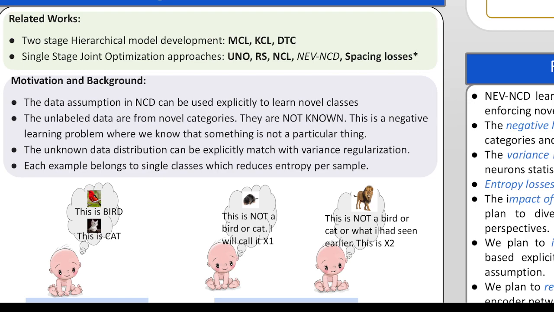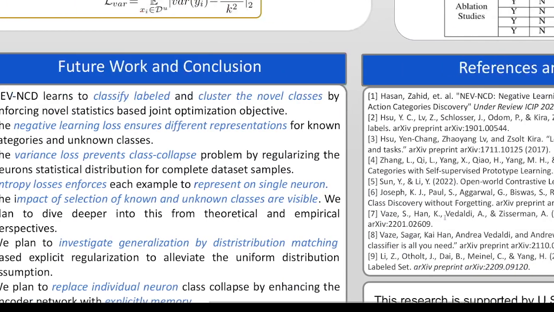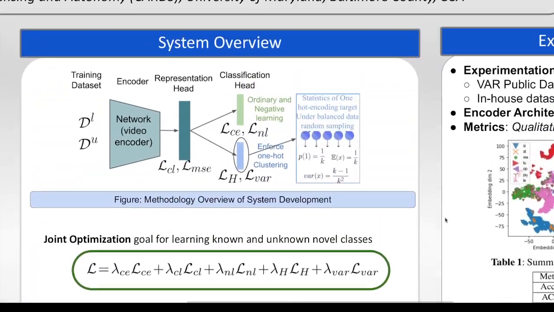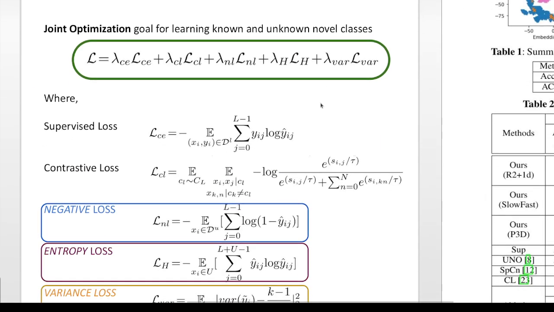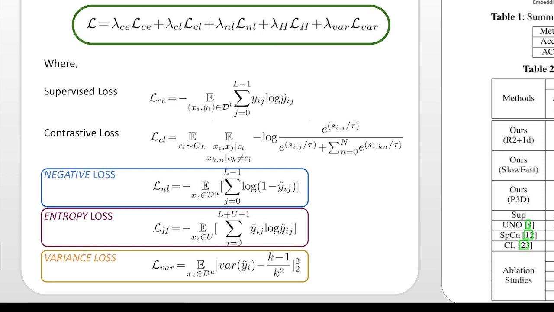Here's the overview of our single-stage NEV-NCD. The data passes through a shared encoder representation and classification head that minimize traditional supervised loss and statistical constraints under Monte Carlo sampling from a large batch of novel samples. We jointly optimize a learning objective of weighted cross entropy loss, contrastive loss, negative loss, entropy loss and variance regularization by utilizing both novel and known data.